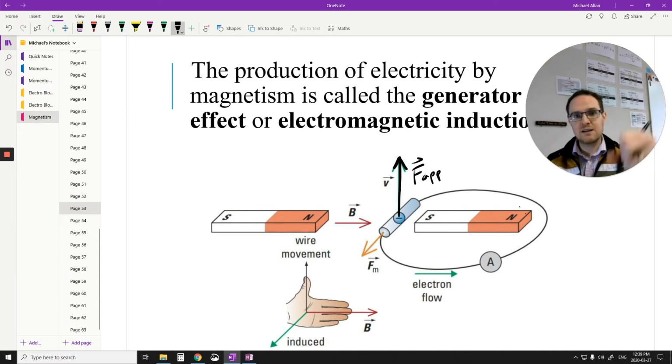I'm going to apply a force that way. It's going to change the speed. So the electrons are now moving this way. You can see here, I put a little v here. So these electrons, there's a lot of electrons in here. All of these electrons are moving upwards now.